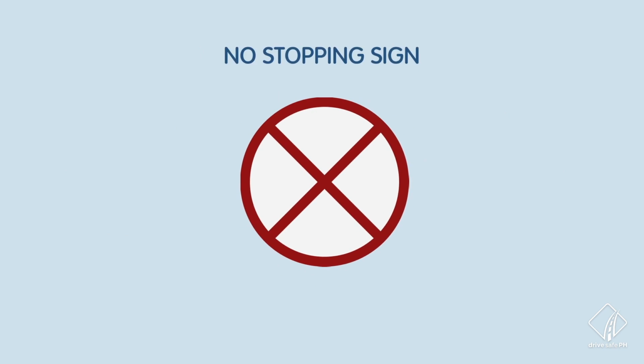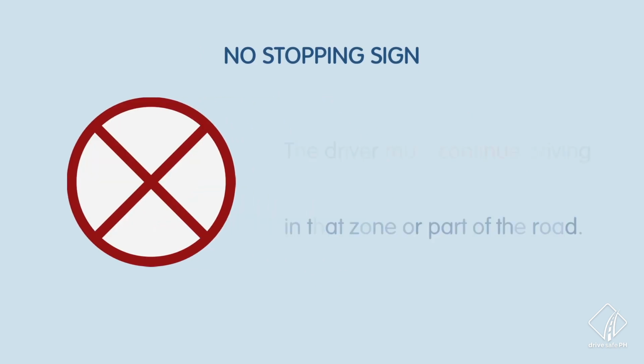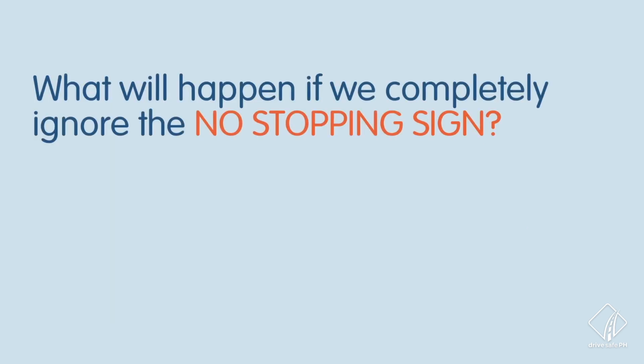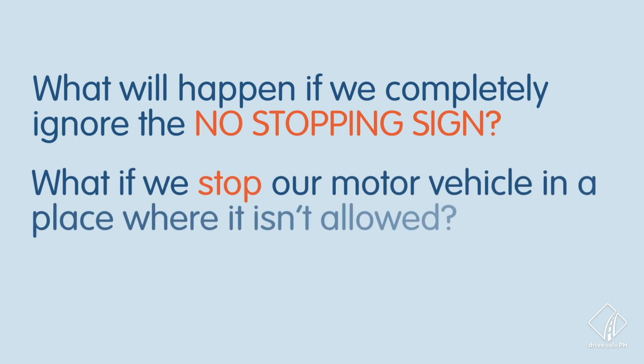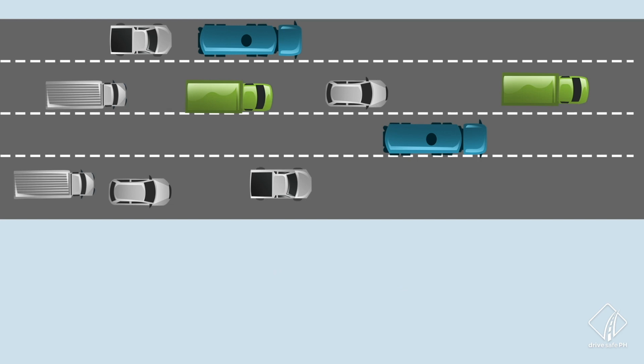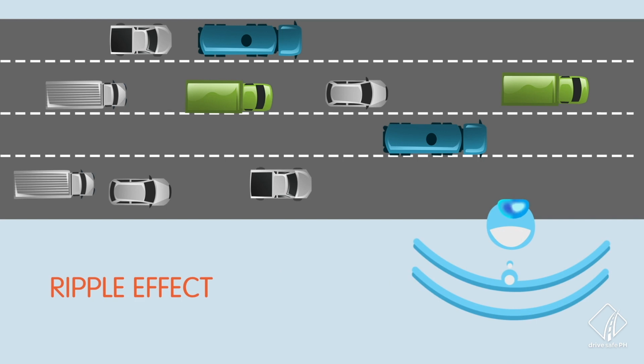And what does no stopping sign mean? It says that the driver must continue driving the vehicle and never make a full stop for the next few meters in that zone or part of the road. The question now is, what will happen if we completely ignore the no stopping sign? Or consider the opposite. What if we stop our motor vehicle in a place where it isn't allowed? We can count on the possibility of this neglect to cause a ripple effect on the flow of traffic.